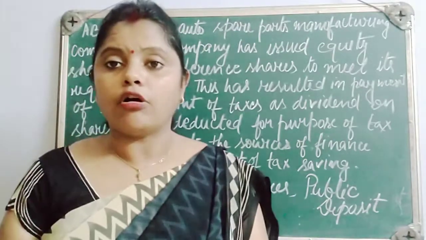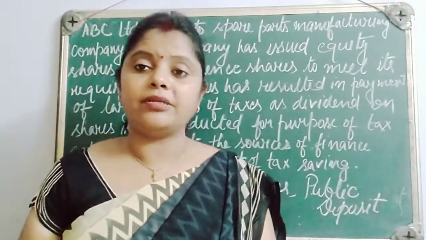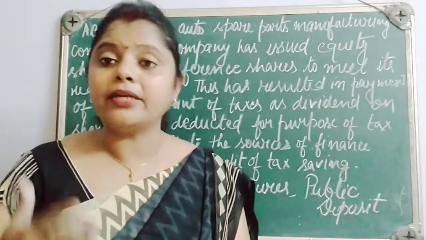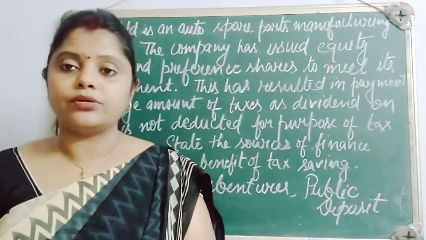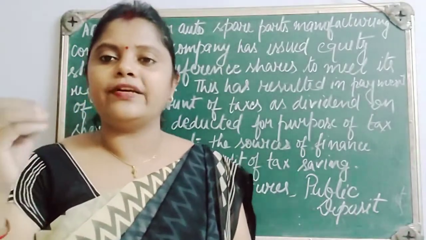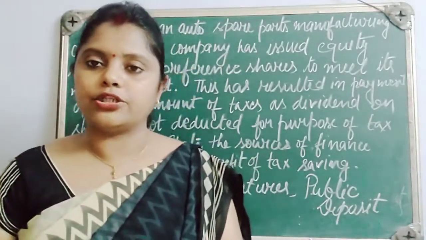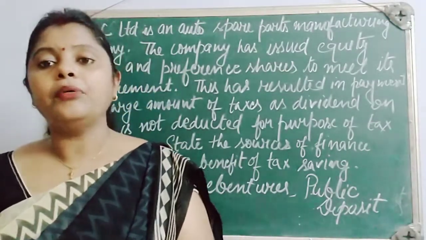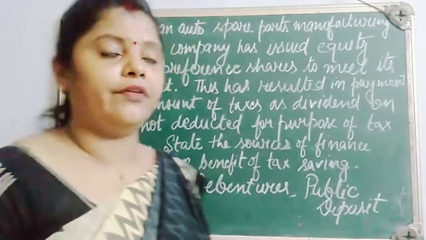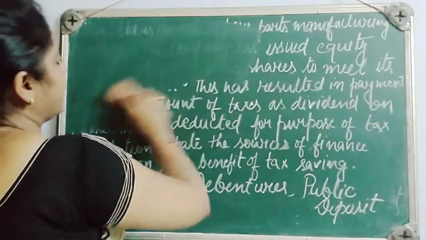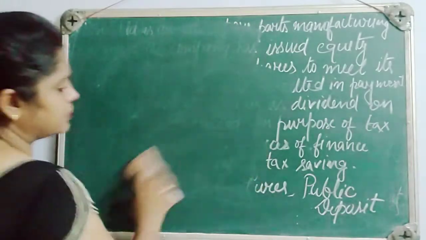So the other options which are available in front of ABC Limited: they can go for loan, they can go for debentures, they can go for public deposit also. So many sources are there. And now to clarify the answer, I just want to show a very small mathematical calculation so that it will be easy for us to understand how we finally arrive at this conclusion, that interest can reduce the tax burden.